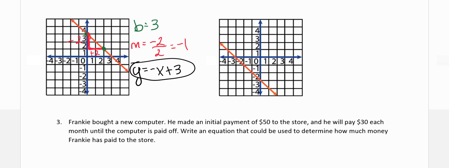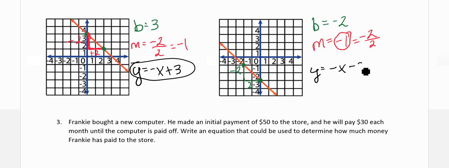And the last graph, we can see that the y-intercept is at -2. Finding a second point on my graph, you can see it's going down 2 and over 2. So again, we have another slope of -1, because -2 over 2 would be -1. So my equation is y equals -x minus 2.